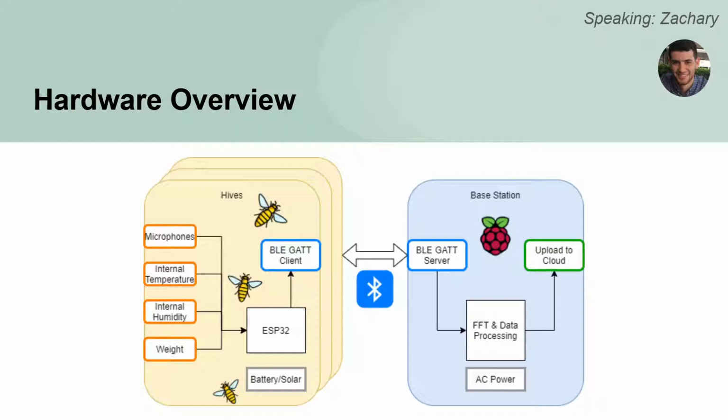Meanwhile, the base station, placed in a central location, will receive and process the data from all of the hive stations. This includes performing an FFT to the audio data to measure the frequency response and relating all of the data as useful information to the user. The base station will then push that processed data to the user on the web app, showing each metric as well as what it means for their hive.